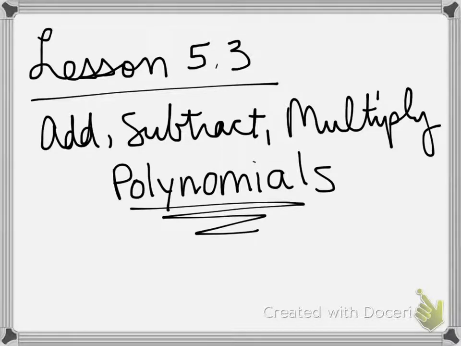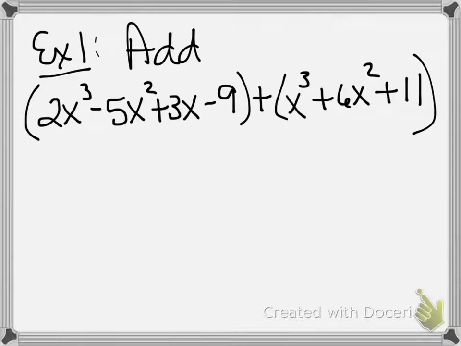This is lesson 5.3, add, subtract, multiply polynomials. A polynomial looks like this. You have more than one term. So, for example, you have 2x cubed, 5x squared, 3x, and 9. That's a polynomial because you have 4 terms.